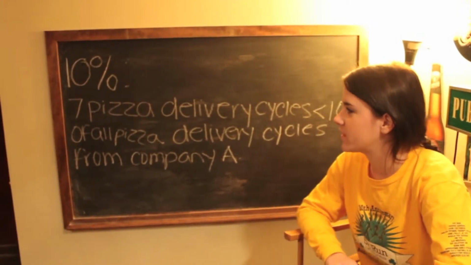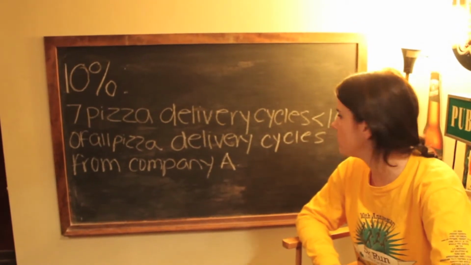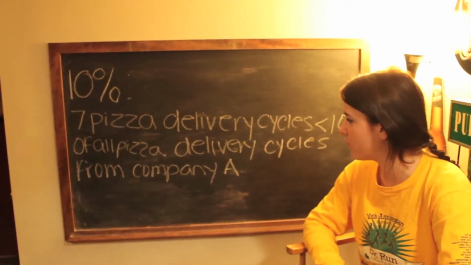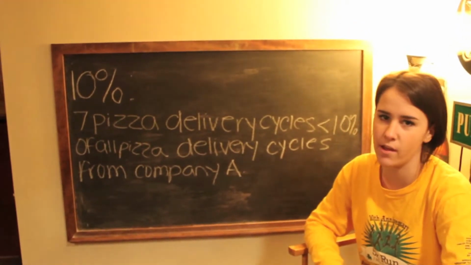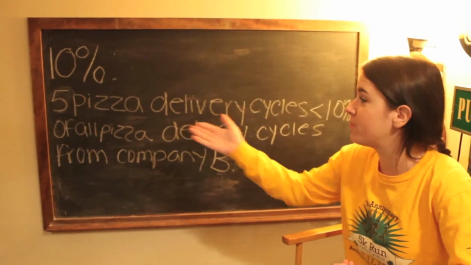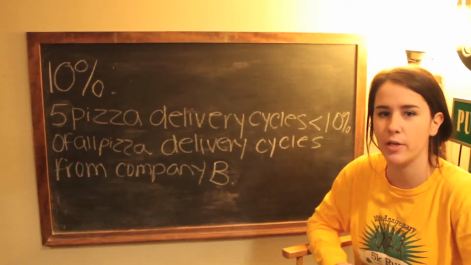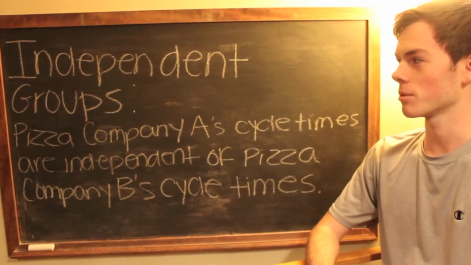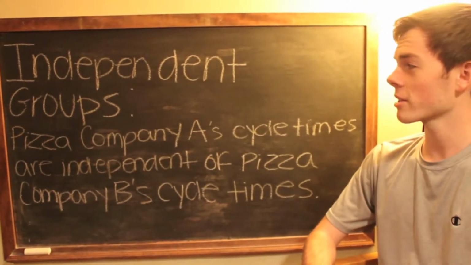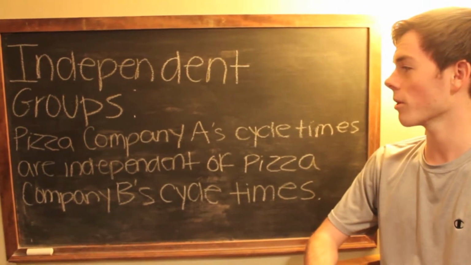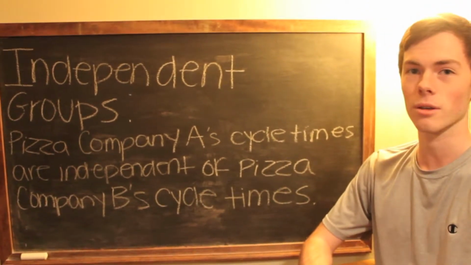Next is the 10% condition, which is met because 7 pizza delivery cycles is less than 10% of all pizza delivery cycles from company A. Also, 5 pizza delivery cycles is less than 10% of all pizza delivery cycles from company B. Next is the independent groups assumption. We state that pizza company A's cycle times are independent of pizza company B's cycle times.